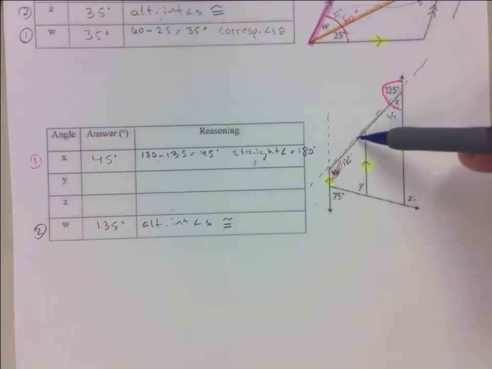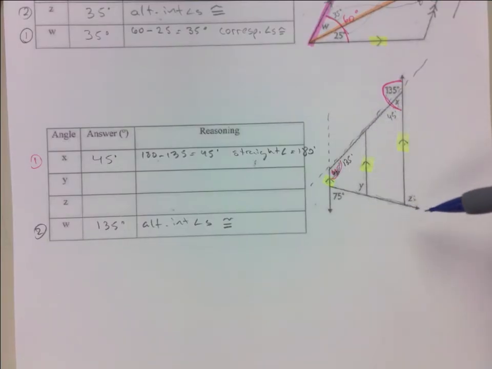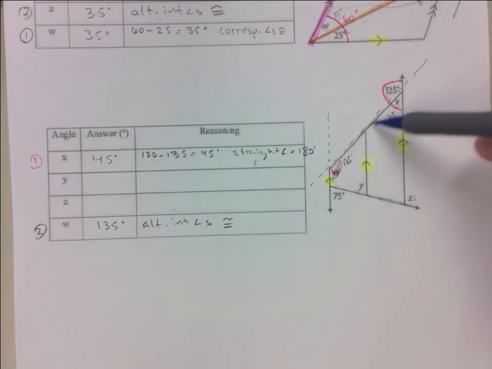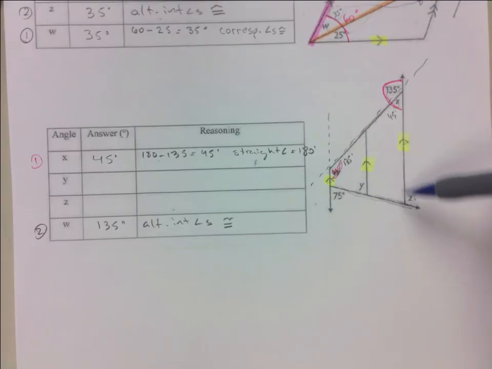Notice that this line and this line, they're not parallel, like we're not told that they're parallel. So you cannot assume that these are going to be the same. Only if this line and this line had been parallel and you travel along this transversal, then you could have made that conclusion, but it's not. Okay? So don't be making that conclusion.